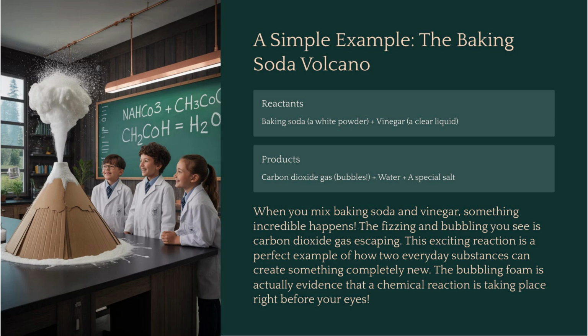A great example you've probably seen is the classic baking soda and vinegar volcano. The baking soda and vinegar are our reactants. When you mix them together, they bubble and fizz like crazy. The bubbles are a new substance, carbon dioxide gas, along with some water and a salt. These new things are the products. The fizzing is a clear sign that a chemical reaction has taken place.